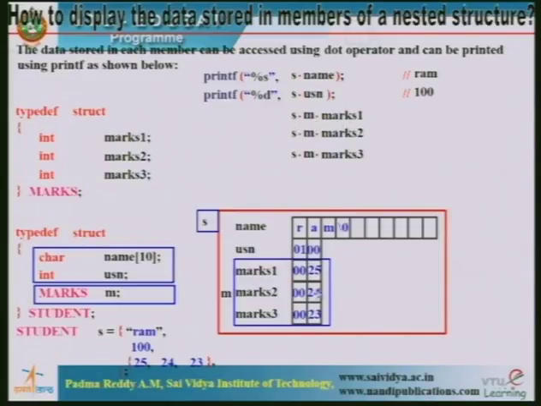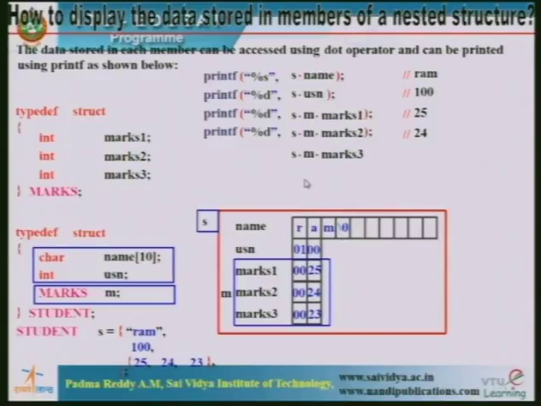Now here I have s dot m dot marks1. When I say s dot m dot marks1, what is the data I should read from the memory? 25. It is of type integer. So here I should use %d. So if I use this statement, s dot m dot marks1 means 25, and 25 will be displayed onto the screen. What about 24? 24 can be accessed using s dot m dot marks2. It is also of type integer. So here we use %d. Now tell me what is the output we get here? Output will be 24.